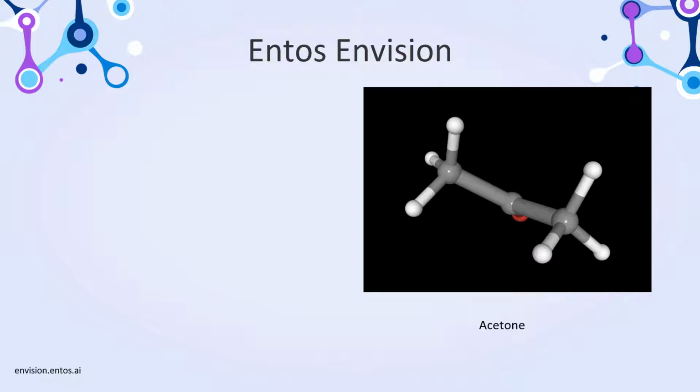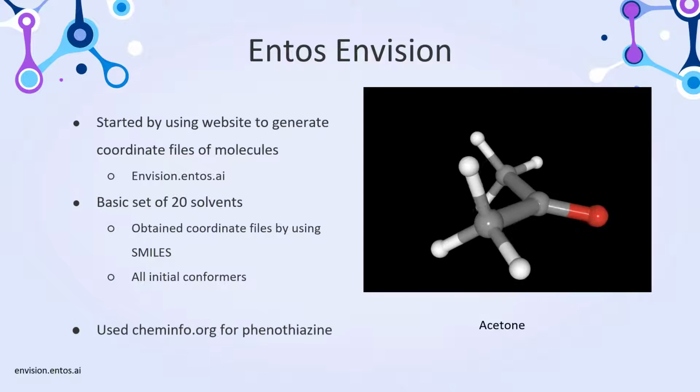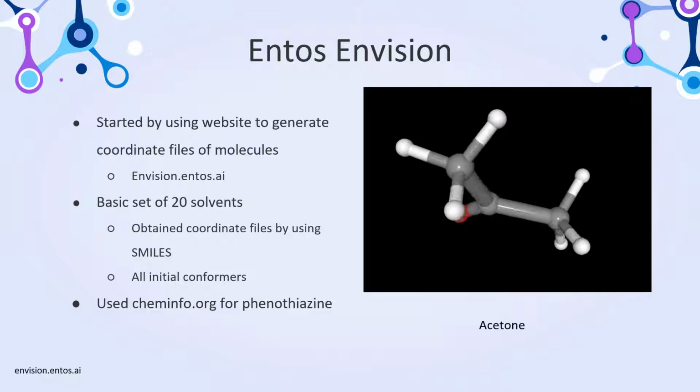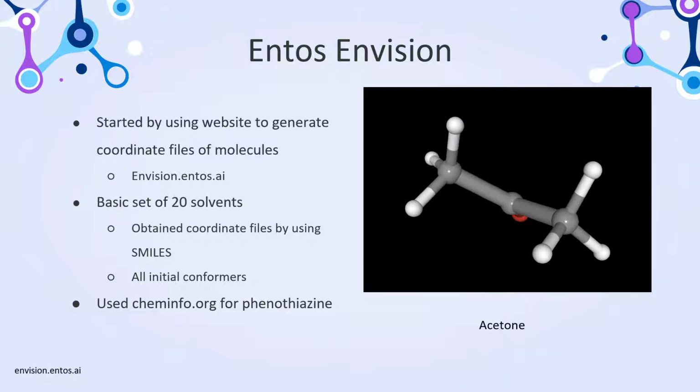I was able to utilize a website called Entos Envision to generate coordinate files for a base set of 20 solvents using their smiles, which were easily found using PubChem. All of the calculations were made using the initial conformer of each solvent. To the right, you can see an animated 3D model of acetone made in Entos, which was a molecule included in our solvent set. Finding smiles for phenothiazine and its derivatives was a bit more of a challenge, so I used another online resource called OpenBabel at cheminfo.org.